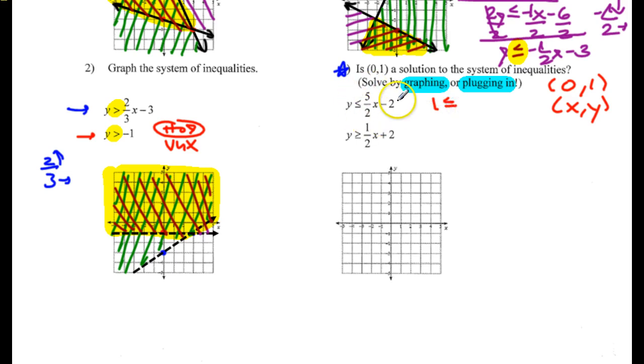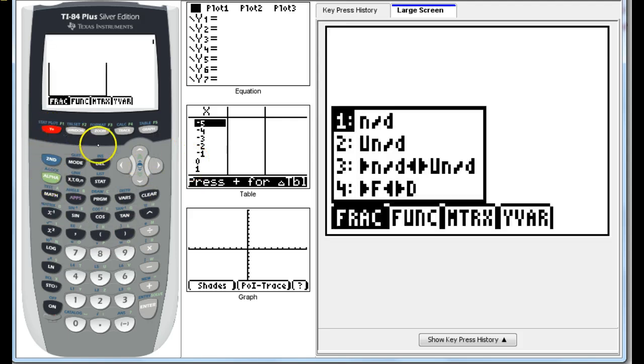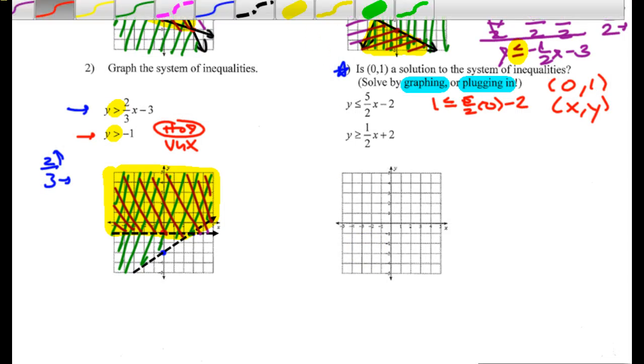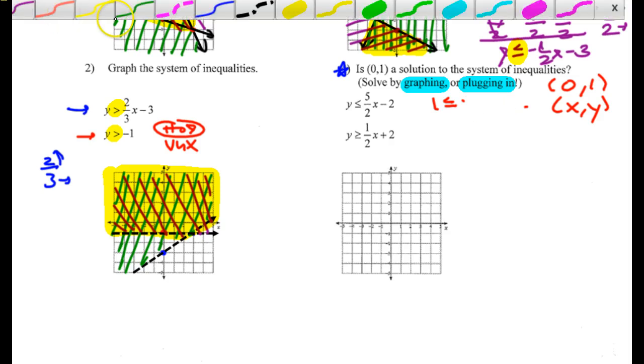And now I'm going to take this and I'm going to go to my calculator and I'm going to plug it in with a parentheses. So remember, this goes way back to chapter 1. 5 halves times x, or 5 halves times parentheses 0 for x, minus 2. Now we can just use our calculator to help us out. So I'm going to type in just the right side. Get my fraction, 5 over 2, come out of the fraction, parentheses 0, minus 2. And you can see that the right side of that inequality is -2. So instead of having to write all of that, I can just write -2.